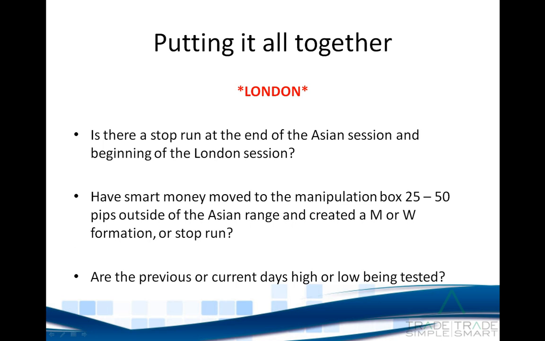Another question and another technical support level to look out for is, are the previous or current day's high or lows being tested? And we've seen in our examples that both the previous and also the current day's high and low are notorious for the M and W formation, because we generally have trap volume from the previous day in and around these levels, and we also have the induction of breakout traders once the level is broken.